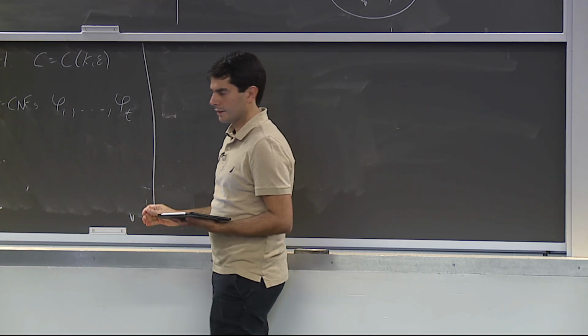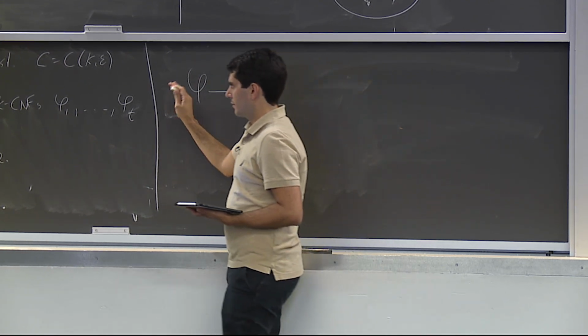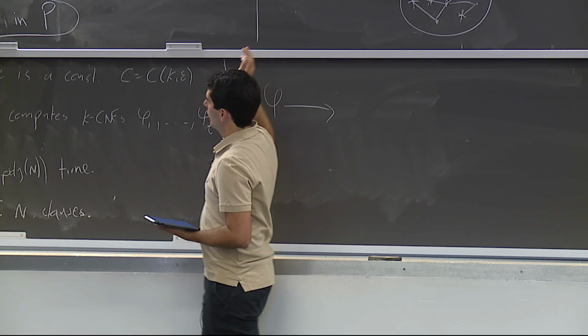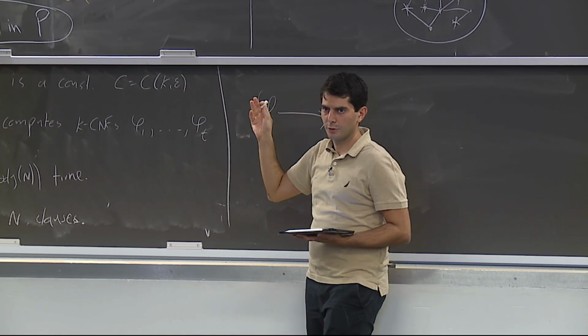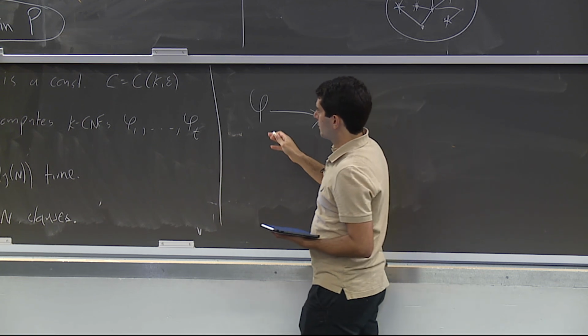Okay, so that's the lemma. We take a CNF formula on some k, like a k-SAT formula. For us, it's enough to take k to be 3 for ETH. So just a 3-SAT formula, and you specify some epsilon.